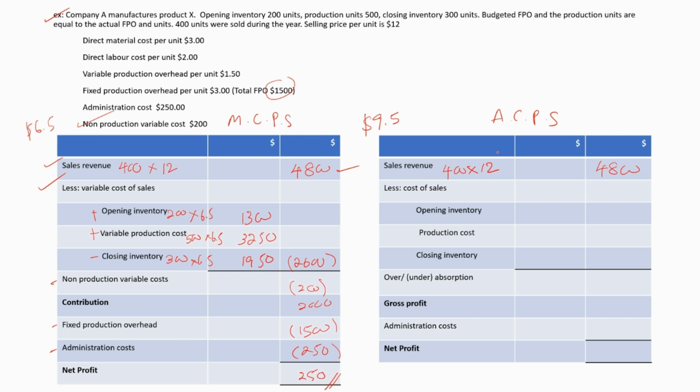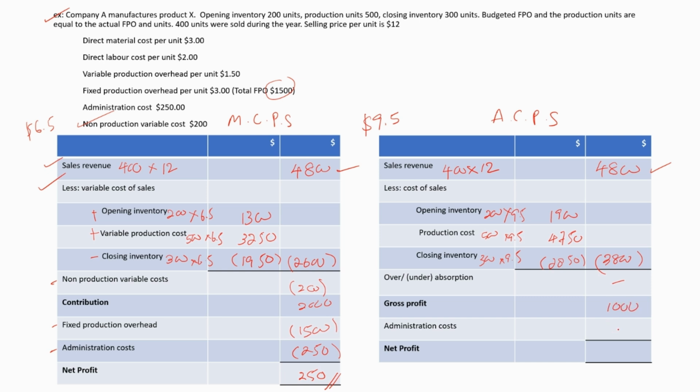Now let's calculate the profit under absorption costing technique. So the opening inventory is the same, 200, production units 500, closing inventory 300, multiplied by 9.5. This is the absorption costing per unit. So the cost of sales is equal to $3,800. We are going to deduct this value from the sales revenue value. There will be no under or over absorption because the budgeted and the actual figures are the same. So the gross profit is equal to $1,000.